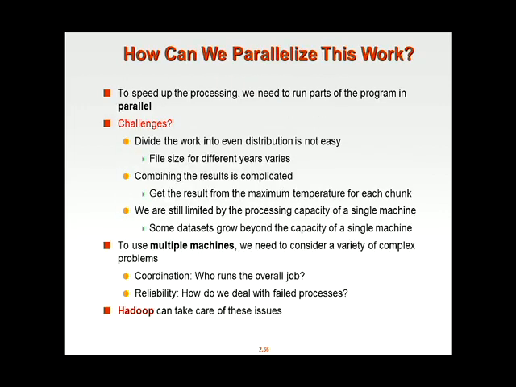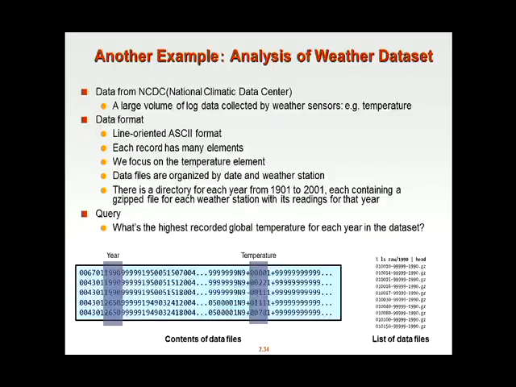Okay, so let's continue this problem. Let's look at the problem again. What we have is such a log file, right? And what we want to achieve is to get the maximum temperature for each year. So my question is, according to your current understanding of MapReduce using word count, can you design a MapReduce program for this problem?